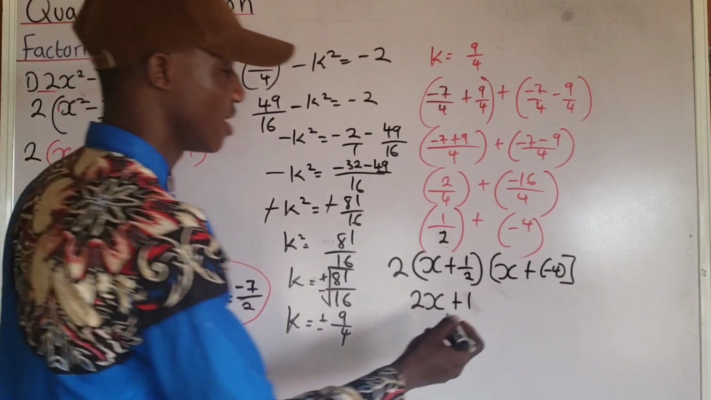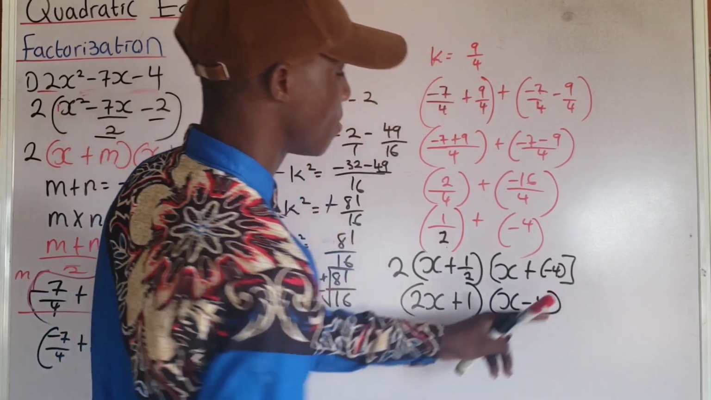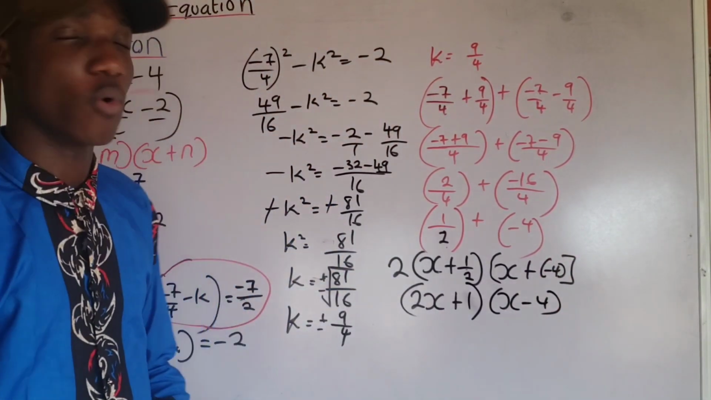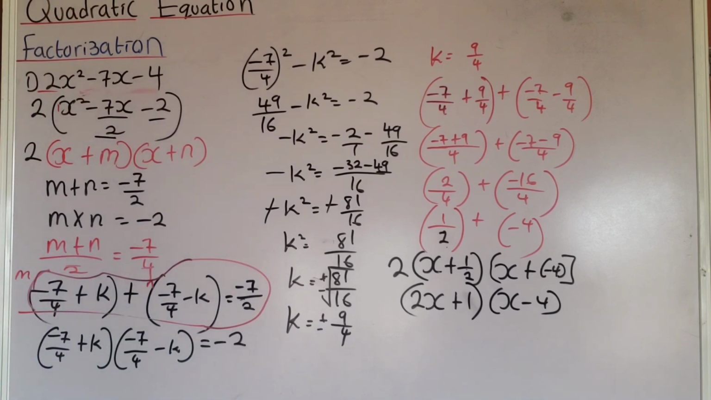Okay? So put the bracket. Here, we are going to have x minus 4 because plus 1 multiplied by negative 4 will give us negative 4. So the factors of this quadratic equation 2x squared minus 7x minus 4 are 2x plus 1 and x minus 4 respectively. Do you understand? If you didn't understand, listen to the explanation again.